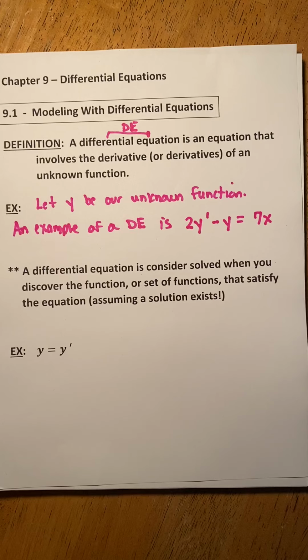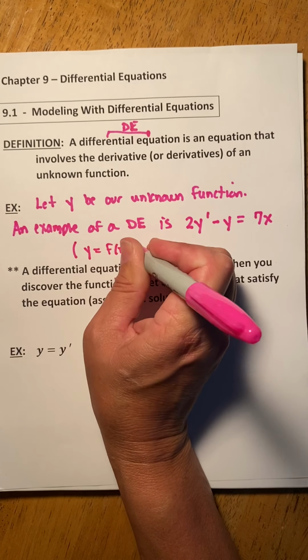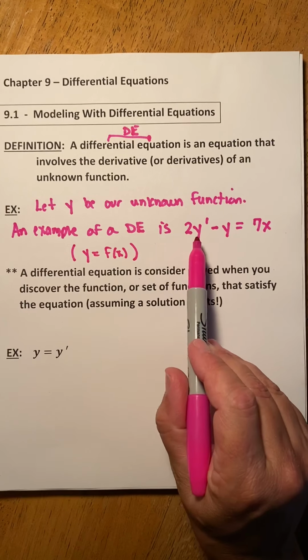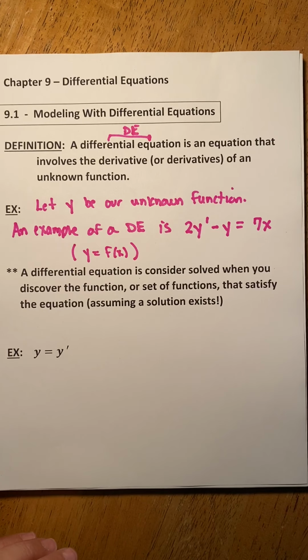When we see another variable inside the function, we assume that y is a function of that variable. So y is a function of x. And we're looking for a function where twice its derivative minus itself is equal to 7 times x. A differential equation is considered solved when you find that function y, or set of functions, that satisfy the equation, assuming a solution exists. Not all differential equations have solutions.